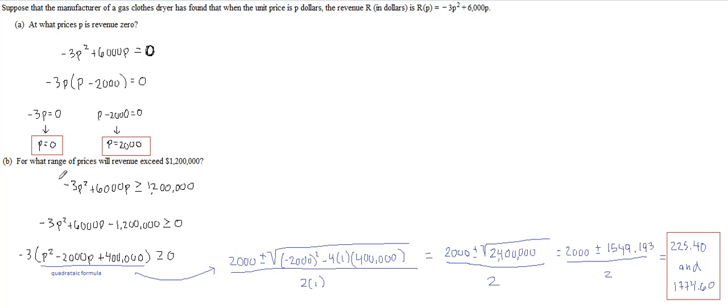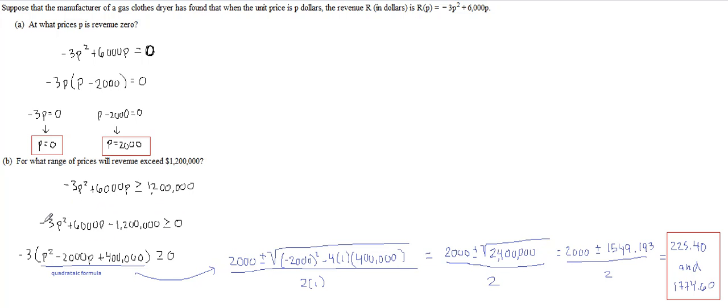Now part B says, for what ranges of prices will the revenue exceed 1,200,000? So we're going to set the revenue to be greater than or equal to 1,200,000. With these, you want to get everything to one side, so I subtracted that 1,200,000 from both sides. And then I want to see where this is going to be greater than or equal to 0.